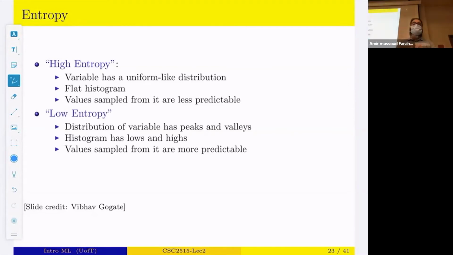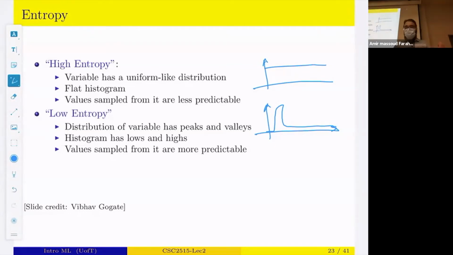On the other hand, if the distribution has peaks and valleys, instead of being flat, then that distribution has less entropy, because we are certain that with high probability we are falling in this region. And the values sampled from it are more predictable. So this is basically what we have.